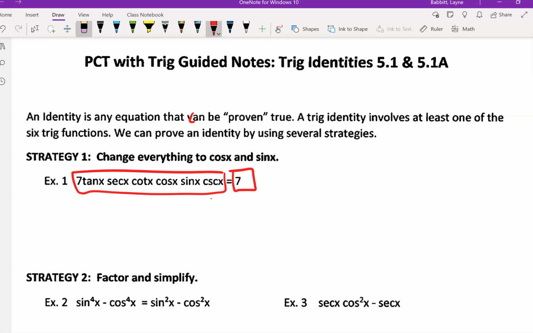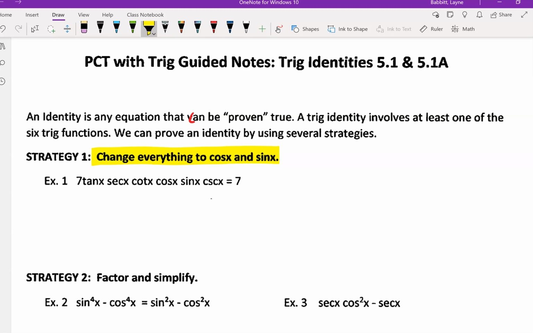On number 1, clearly the left side is less simplified than the right side. So I'm going to try to simplify that left side and get it to be the same as the right side. And I'm going to use this strategy, change everything to sine and cosine. So 7 obviously can't become sine and cosine, but tangent can. Remember, tangent is the same as sine over cosine. All right. And then secant can also be changed to cosine. This is the same as 1 over cosine. It's the reciprocal of cosine.